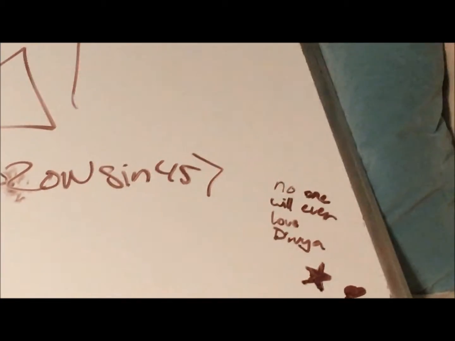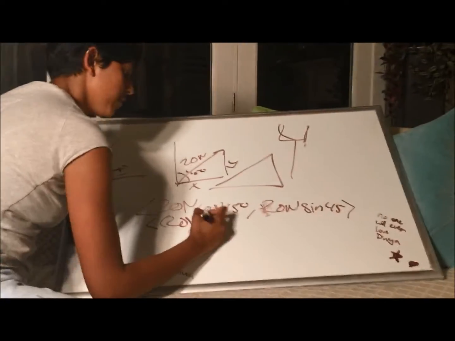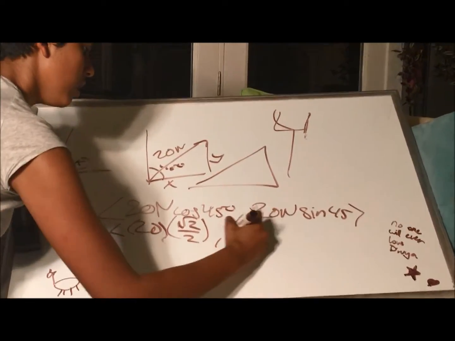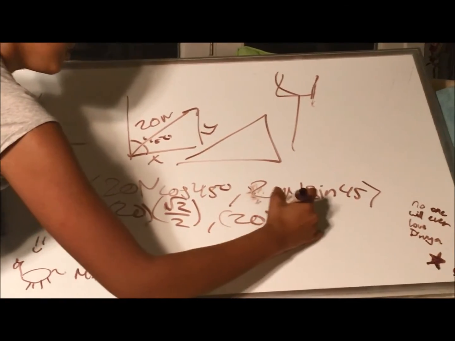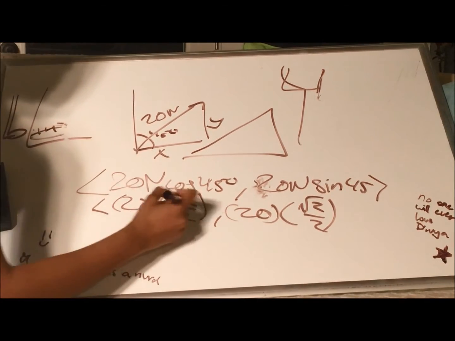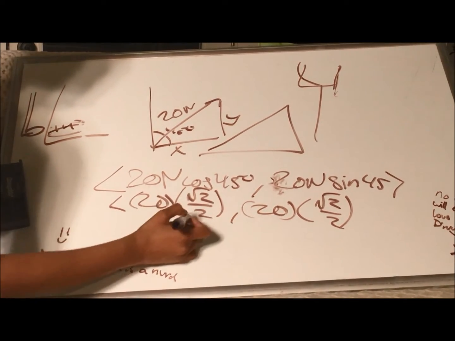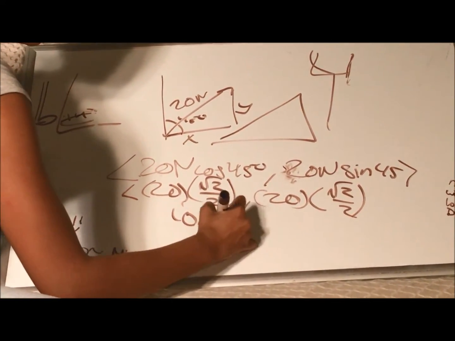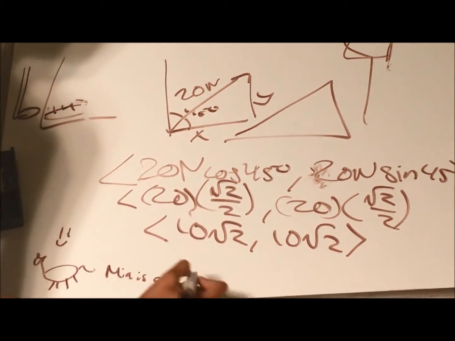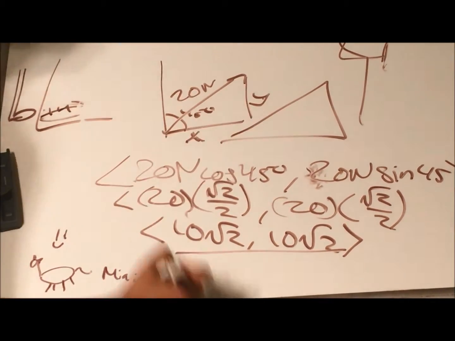Now you don't need a calculator to figure this out. 20 times cosine of 45, which is root 2 over 2. And then again, 20 times sine of 45, root 2 over 2. So this would be 20 root 2 over 2, but 20 divided by 2 is 10. So 10 root 2, comma, 10 root 2 is your answer. So x component, 10 root 2 newtons of force, and same thing for the y component.